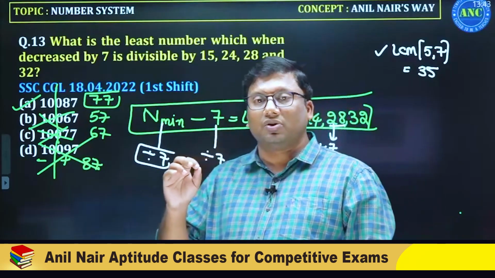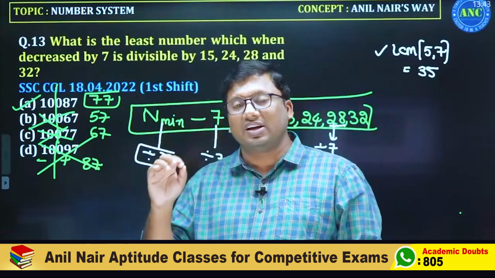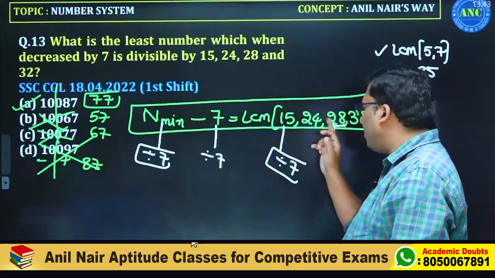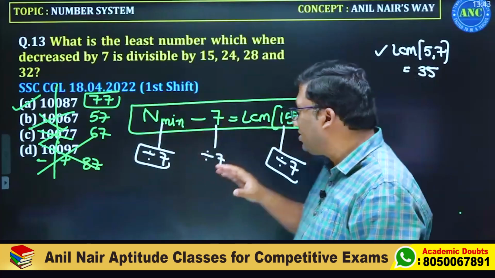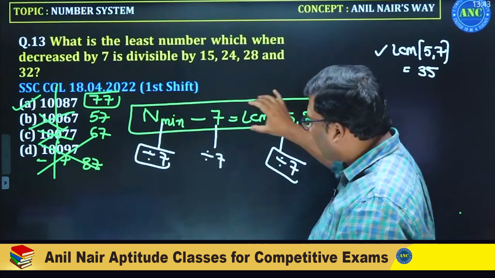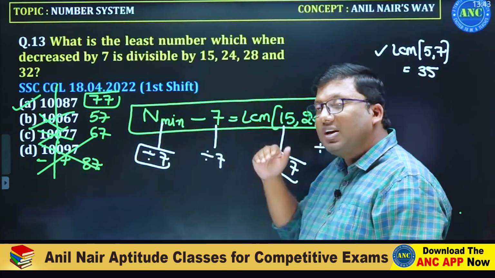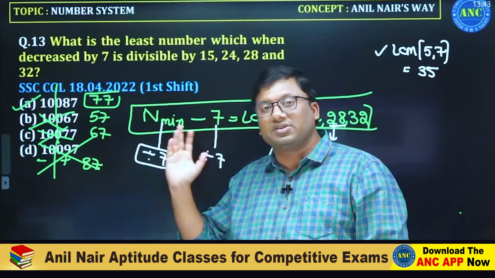Very important note. Whenever you are finding the LCM, if an input number is divisible by 7, the output should also be divisible by 7. This is divisible by 7. This is divisible by 7. That means the answer will be divisible by 7.